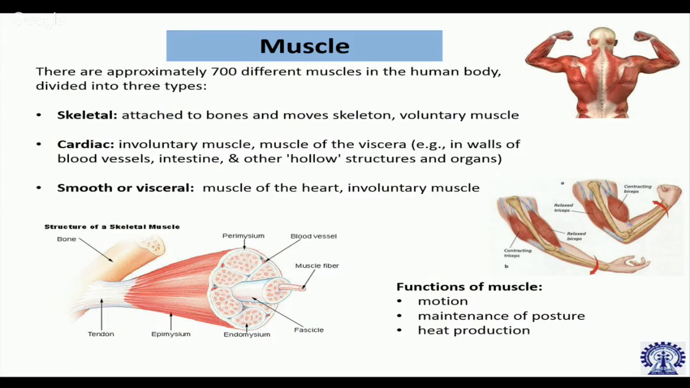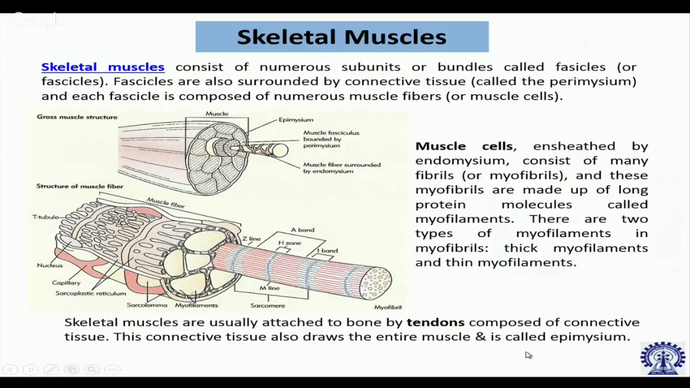You can see here the pictures of different muscles, and of course one picture showing the structure of a skeletal muscle. The function of the muscles is to provide motion, maintenance of certain posture, human posture, and heat production. We'll focus more on the skeletal muscles because we are focusing on musculoskeletal structures and the biomechanics, movement science, and the relationship between structure and function.